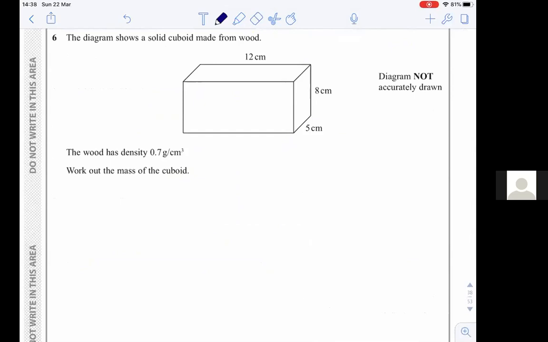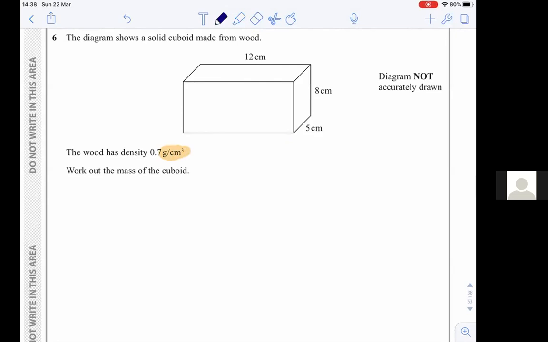Okay, question 6. We've got a solid cuboid made of wood, 5 by 8 by 12 centimeters, and it's got a density of 0.7 grams per centimeters cubed. This unit is very important for this question. So work out the mass of the cuboid.